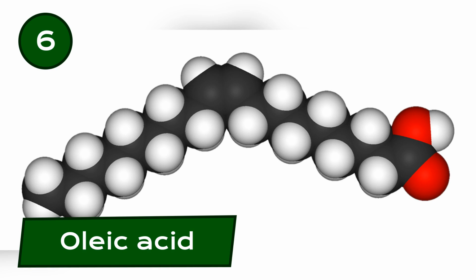Number 6. Oleic acid. Oleic acid is a fatty acid that occurs naturally in various animal and vegetable fats and oils. It is an odorless, colorless oil, although commercial samples may be yellowish. In chemical terms, oleic acid is classified as a monounsaturated omega-9 fatty acid, abbreviated with a lipid number of 18-1 cis-9. It has the formula CH3(CH2)7CH=CH(CH2)7COOH. The name derives from the Latin word oleum, which means oil. It is the most common fatty acid in nature.